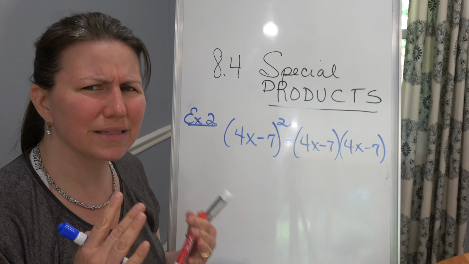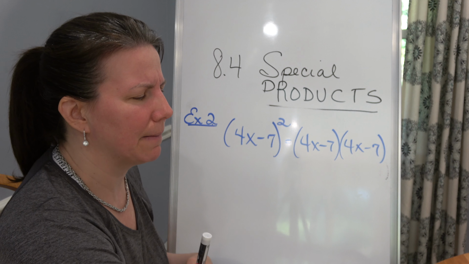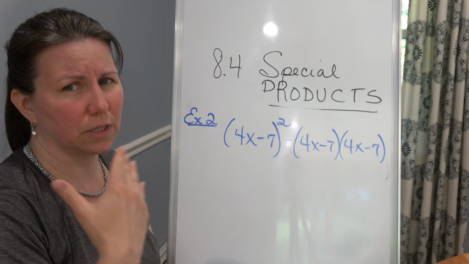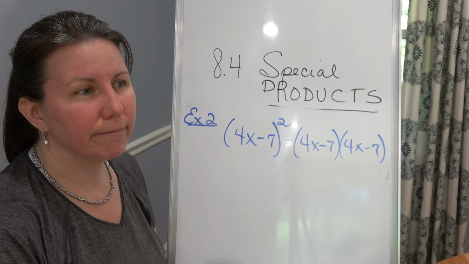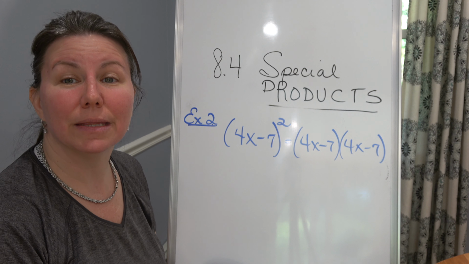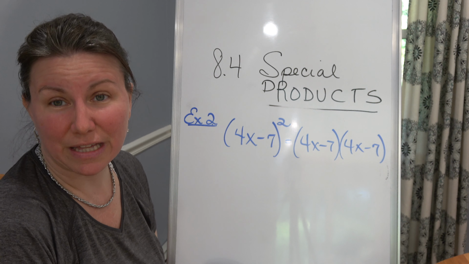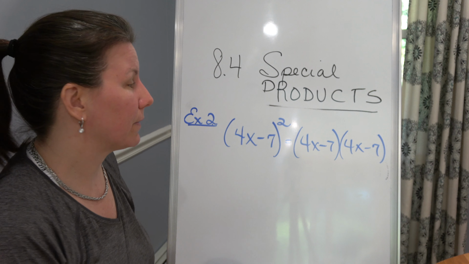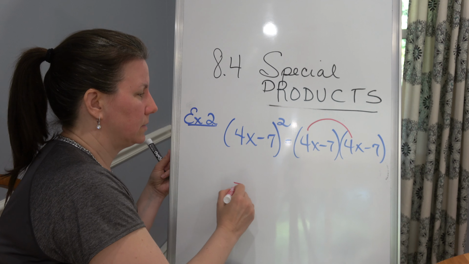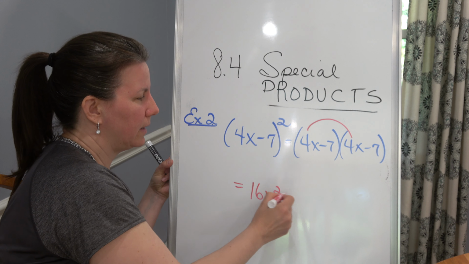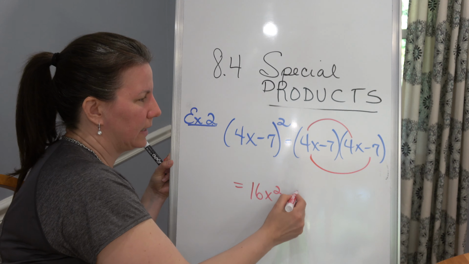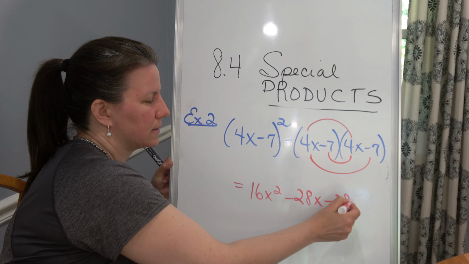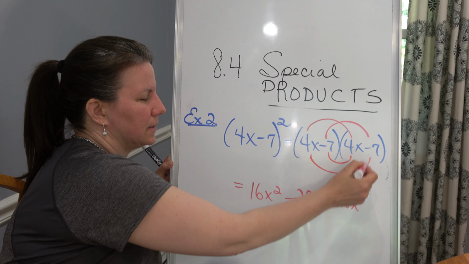Some teachers don't like to use that mnemonic device. They want to emphasize that it's distribution. You're using the distributive property. But like always, I say use the method that works for you. And if this is a strategy that helps you remember to get in all the products, then use it. Okay? So first, 16x squared. Outer, negative 28x. Inner, negative 28x. Last, positive 49.